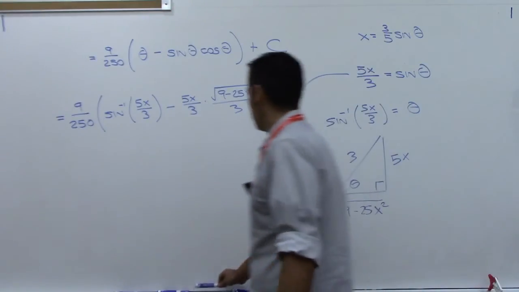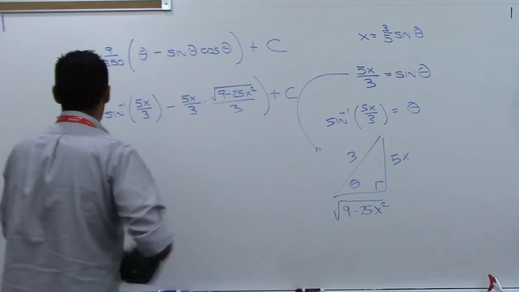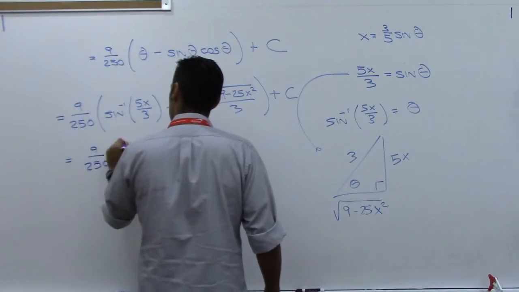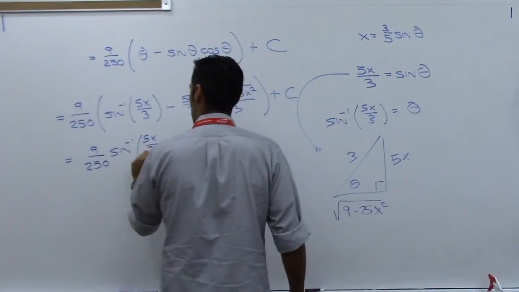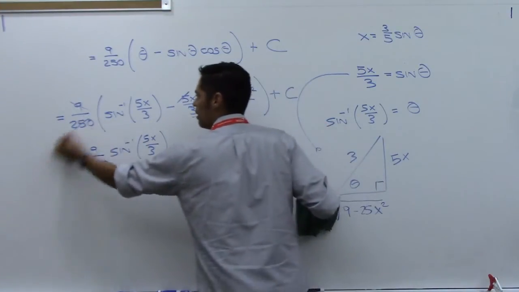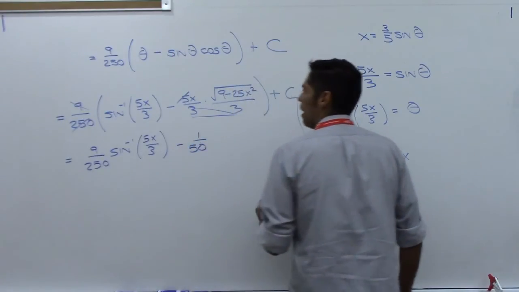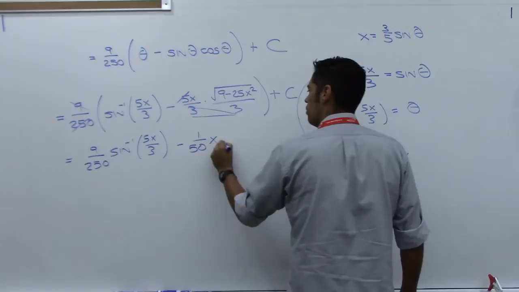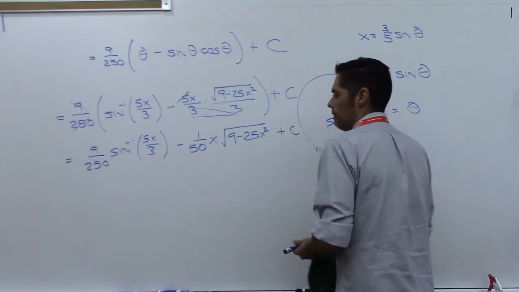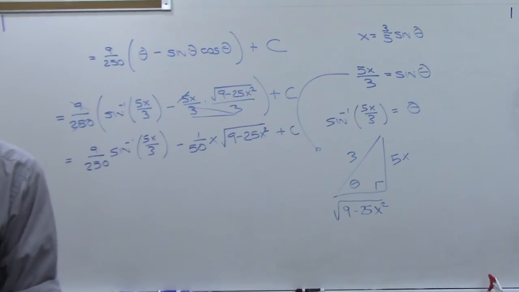I don't feel like cleaning this up anymore, but you put these together and get your 9. Oh, they would cancel, and then, well, it's not too bad. I'll do it. Okay, so we have 9 over 250 arc sine 5x over 3. And then these two become a 9. That 9 cancels with that 9. And then this 5 reduces this to be 50. So minus 1/50th. And then I have an x. Then I have the root. And plus my constant. There we go. Okay, that was number 53.